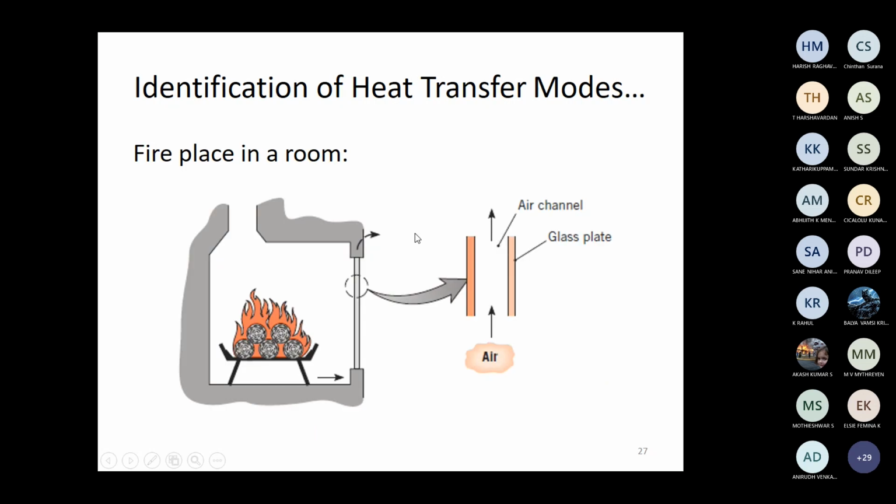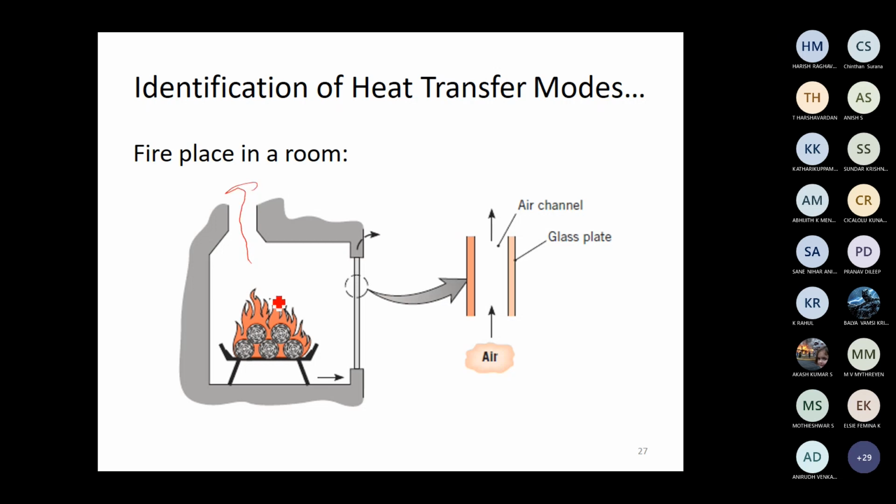Then here is another example. We see there is a fireplace in a room. So in cold countries or regions which are cold, the fireplace is kept so as to protect the room from the harsh winters. So there is a fireplace maintained, and you see this fire is burning here, and all the product gases are allowed to leave.